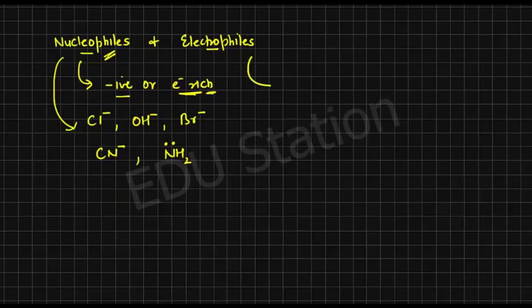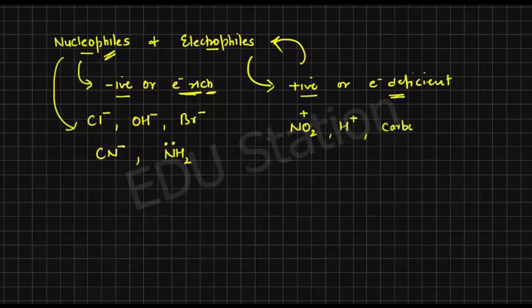Likewise, diametrically opposite, what are electrophiles? Positive or electron deficient. Anything which is positive or electron deficient, we tend to call them as electrophiles. For example, nitronium, H plus, carbocation, you just studied, they all are electrophiles.